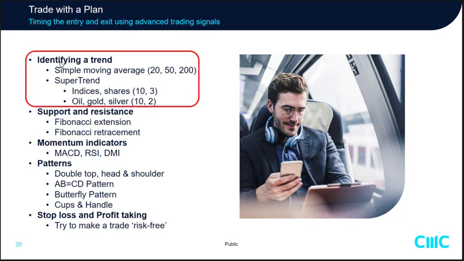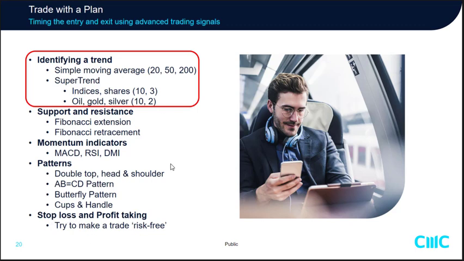The first step is to identify a trend. After that is finding support and resistance with Fibonacci extension and retracement. And then we use momentum indicators like MACD, RSI, and DMI to try to time the market. On top of that, we have powerful patterns like ABCD pattern, Gartley's 222 pattern, butterfly, cup and handle to further improve the accuracy of our trades. And then last but not least is the stop loss and profit taking.